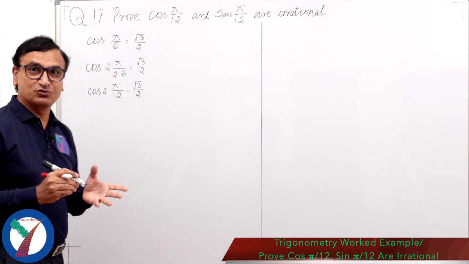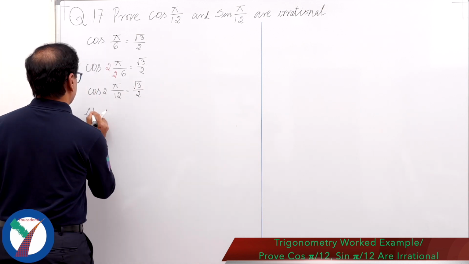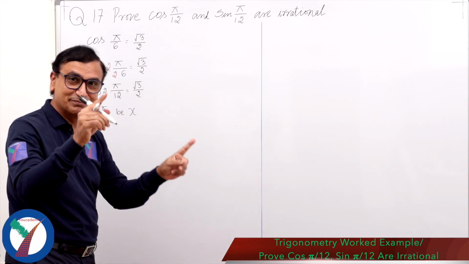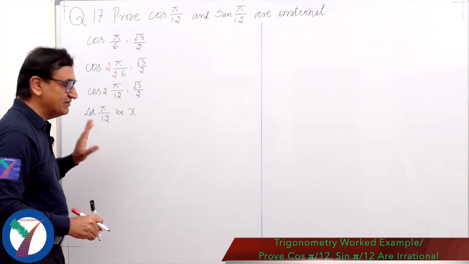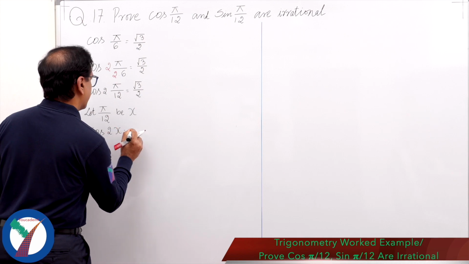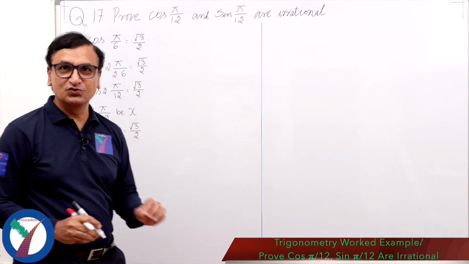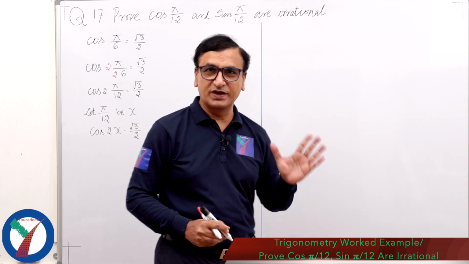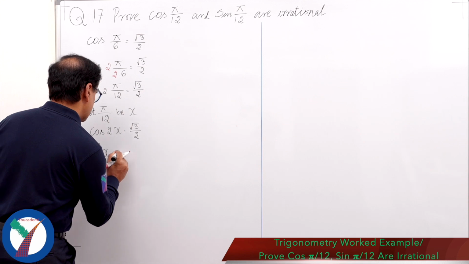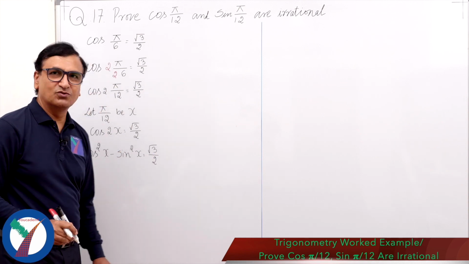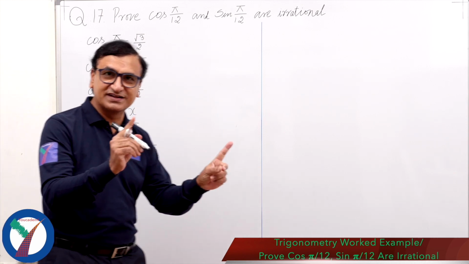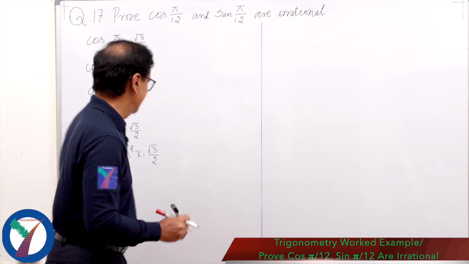Now let me call pi by 12 as x, just for the sake of convenience, so that every time I need not write pi divided by 12. So I am going to write pi divided by 12 as x. Okay, next I am going to use the cos 2x formula. Cos 2x is cos square x minus sin square x. Now, I want only cos terms here. So instead of writing sin square x, I am going to write it as 1 minus cos square x.